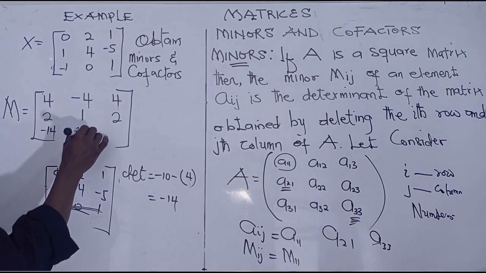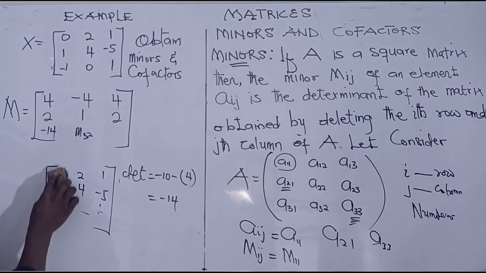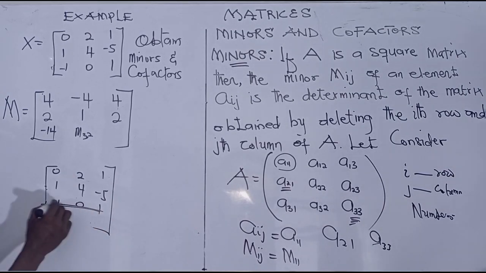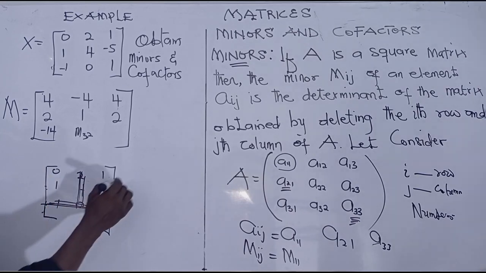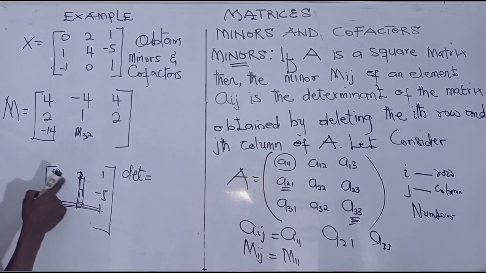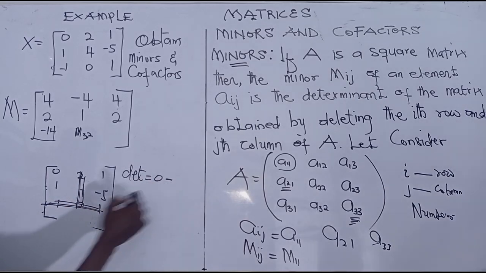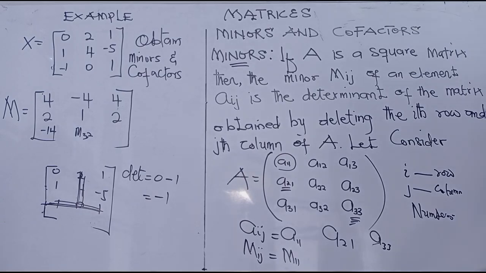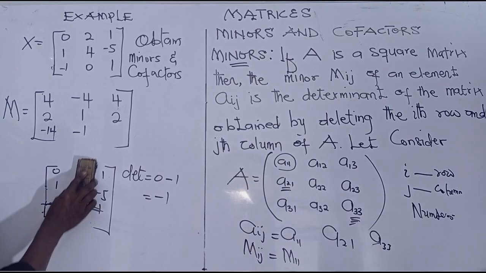Let's look at M32. Minor M32. So M32 means that we should delete the third row and then the second column. Then we find the determinant. We have 0 times negative 5 will give us 0. 1 times 1 will give us 1. So we have minus 1. So this entry is going to be what? Minus 1.